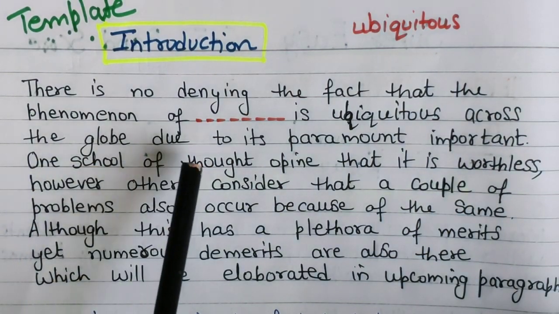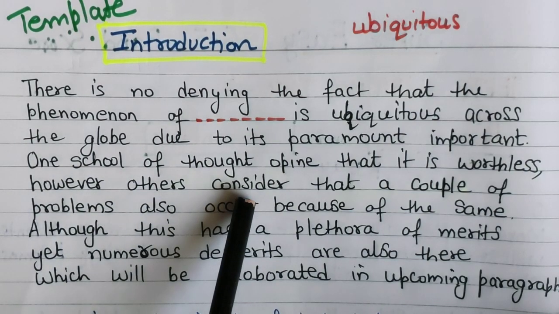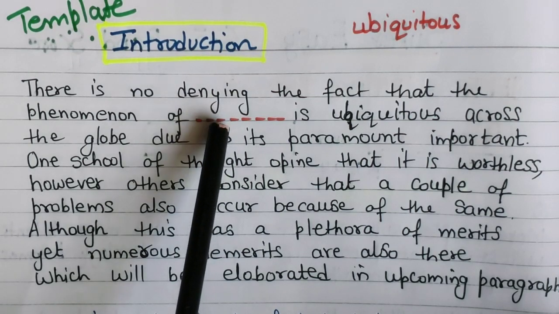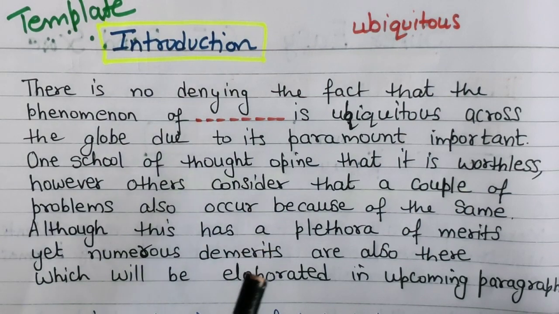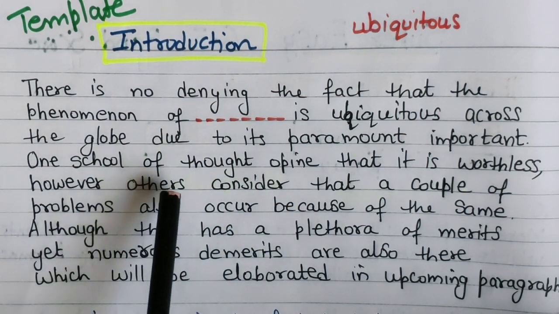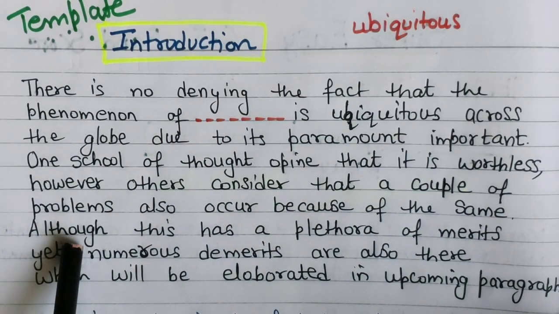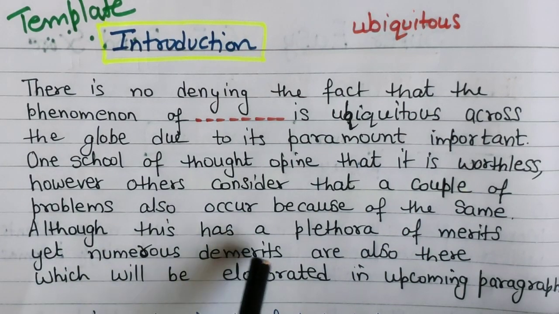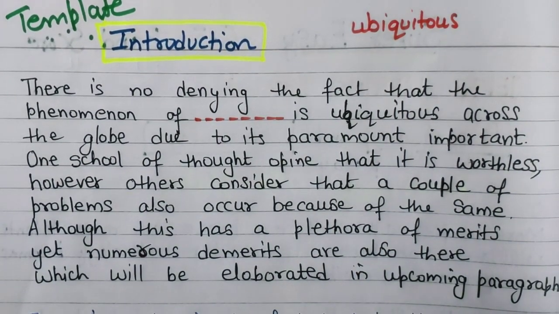So one school of thought opines that it is worthless, however others consider. So here we put the name of the main topic. Computer technology or online technology or internet technology, you can write over here. However others consider that a couple of problems also occur because of the same. Although this has a plethora of merits, yet numerous demerits are also there, which will be elaborated in upcoming paragraphs.